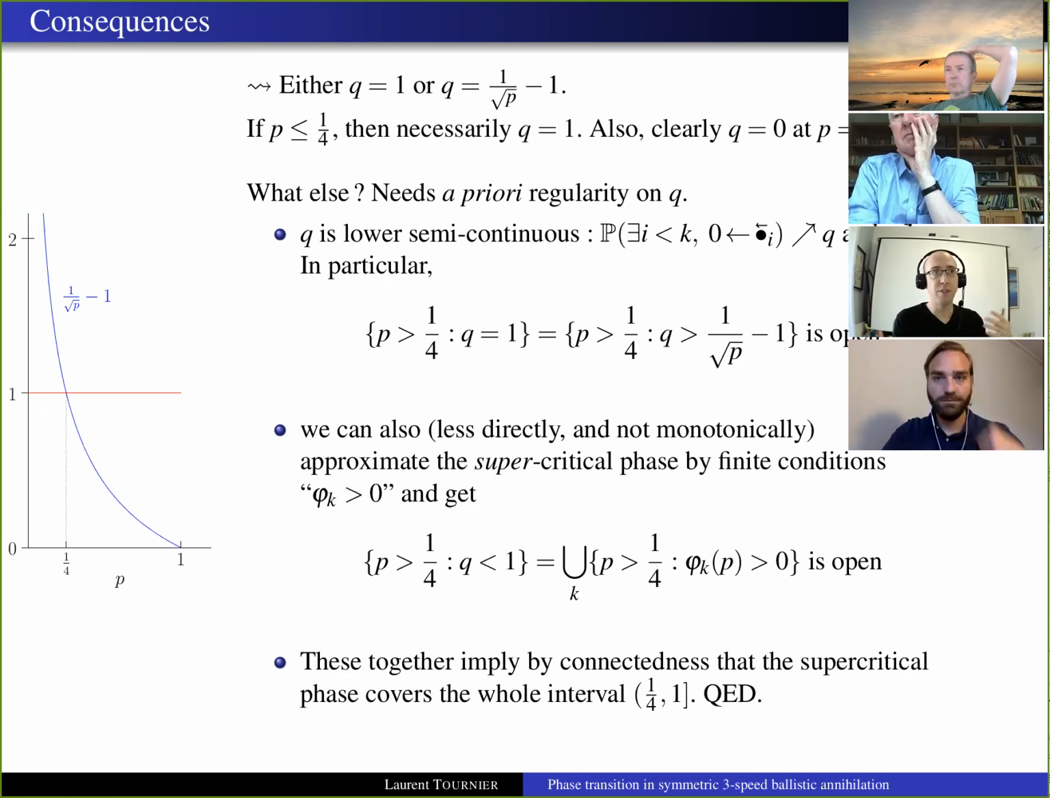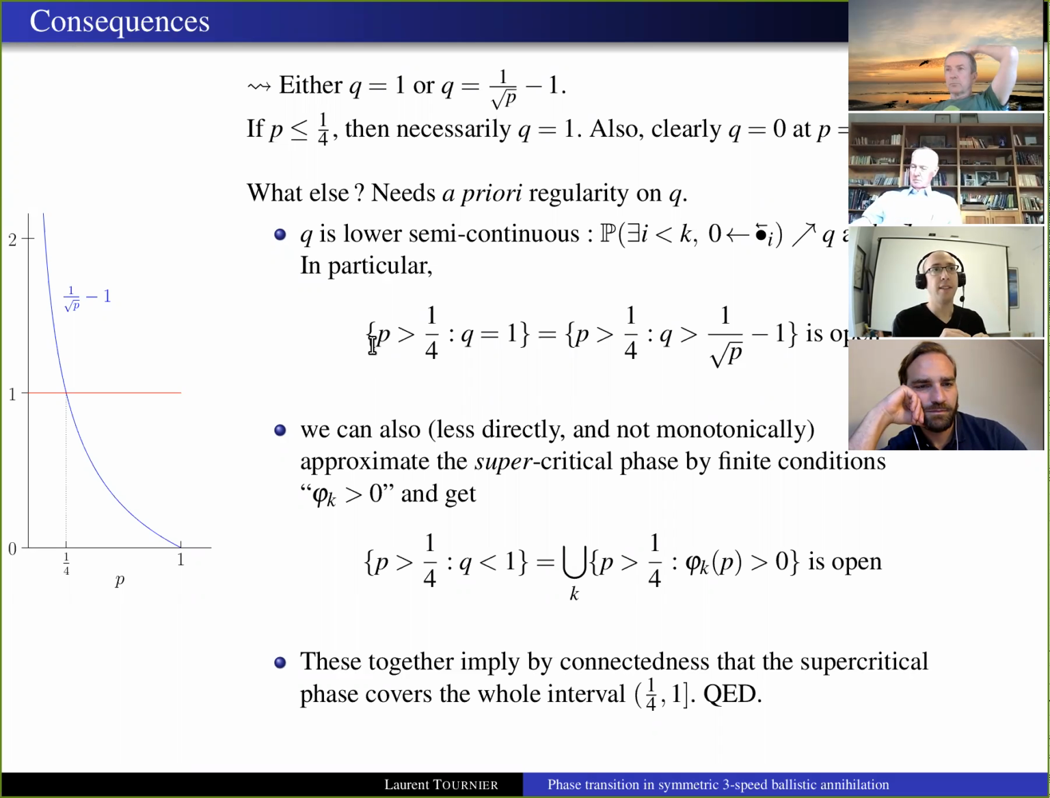So since the set 1/4 1 is connected, then the set of values where q equals 1 is either empty or the whole set. But you know that at 1 you have that q equals 0, so it means that it's actually empty. So you indeed get that the phase diagram is as follows. There is 1 up till 1/4, and then it has to decay like this to the value 0.